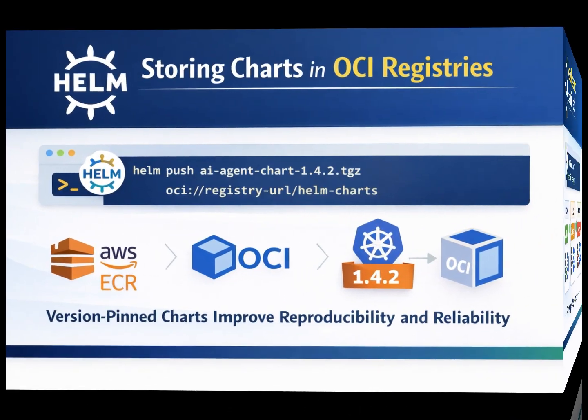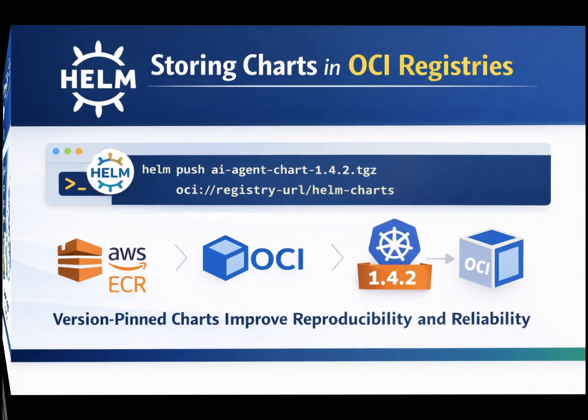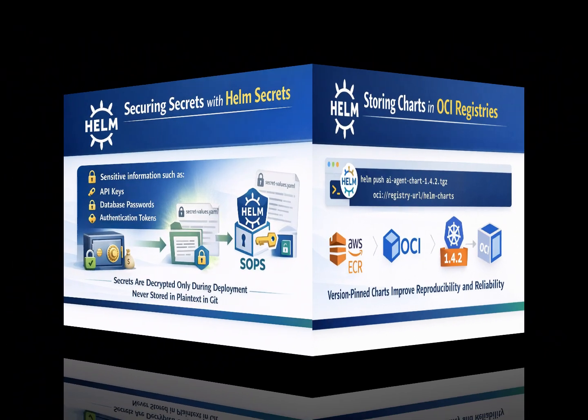Storing charts in OCI registries. Helm charts are stored as OCI artifacts in registries like AWS ECR. Example command, helm push ai-agent-chart-1.4.2.tgz oci://registry-url/helm-charts. This ensures every deployment uses a version-pinned chart, improving reproducibility and reliability.